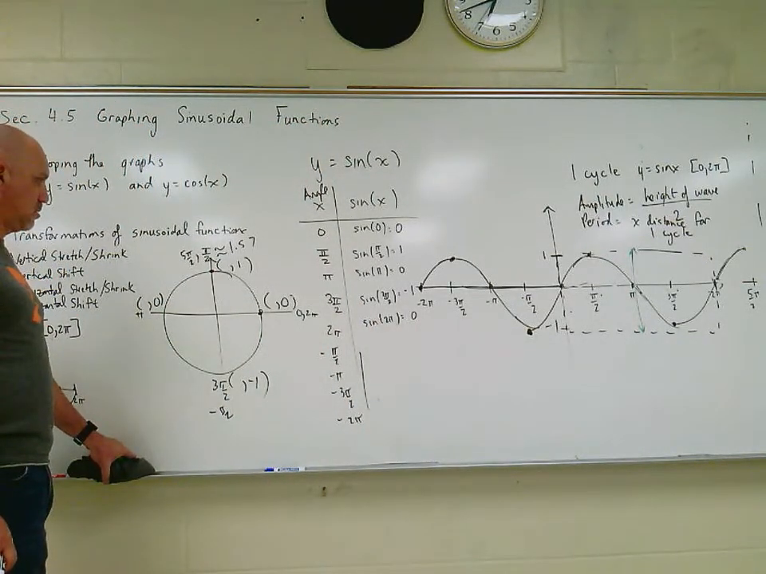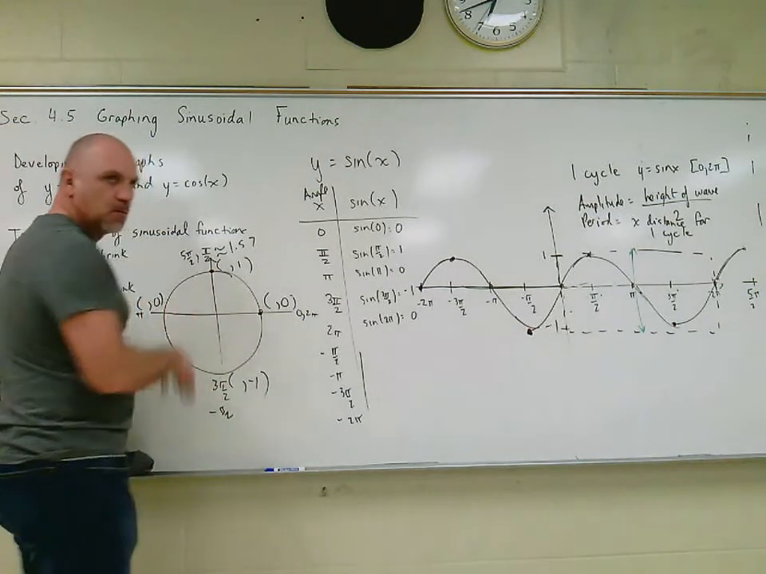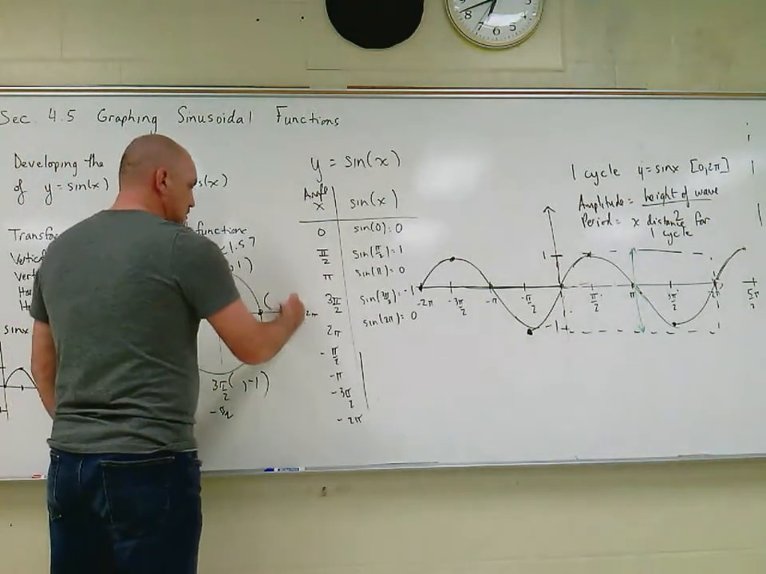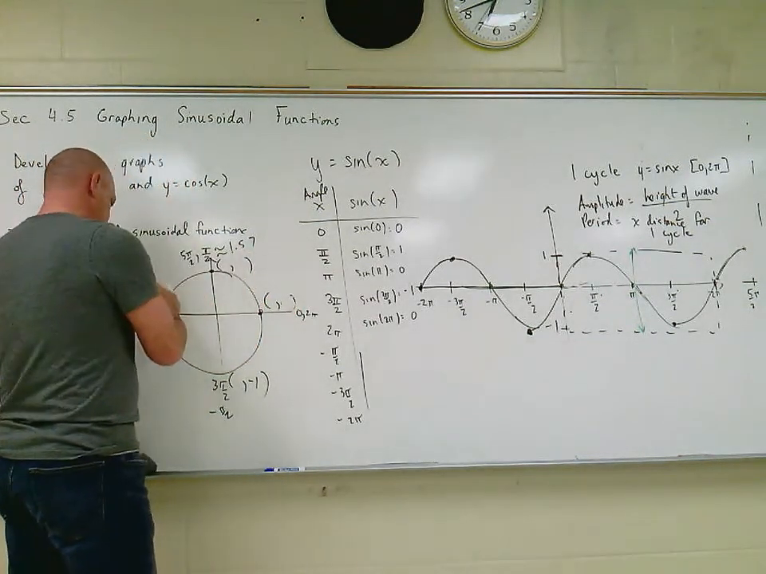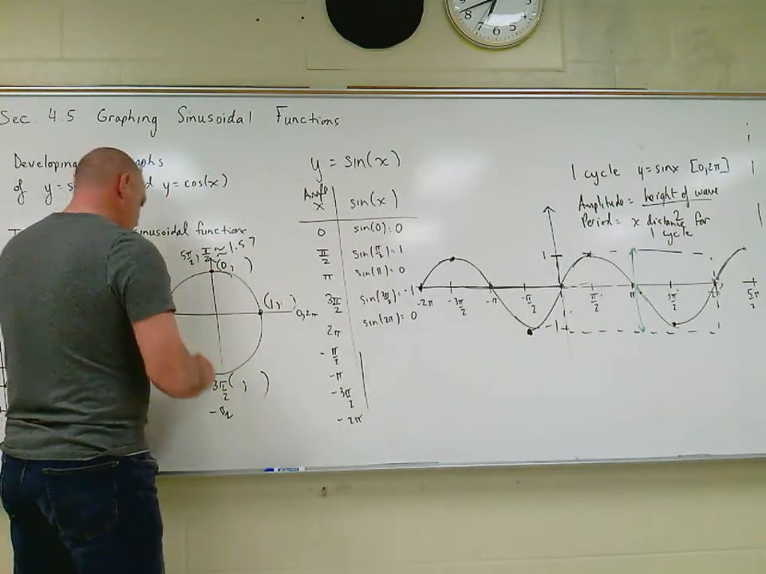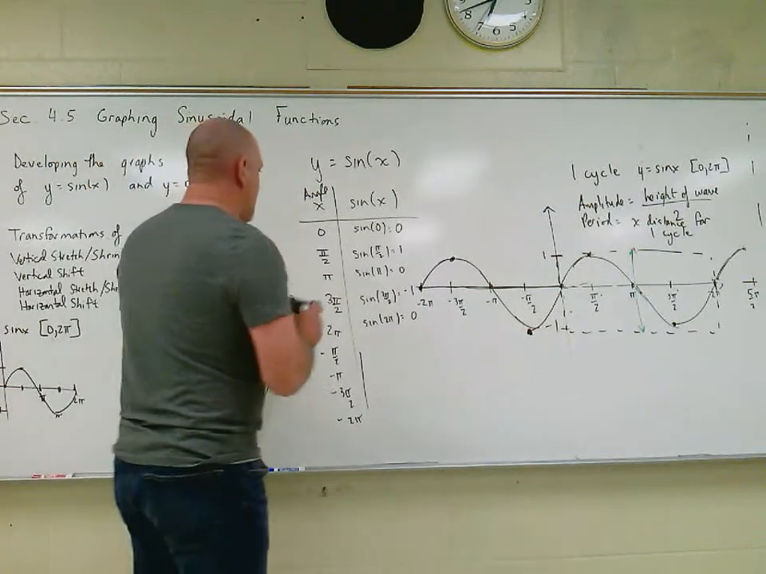Now, I'm going to go through the unit circle. I'm going to erase all these coordinates now. And now I'm going to put which coordinate? Yeah, the x. We're going to highlight the x's. So this is 1, that's 0, that's negative 1, that's 0.